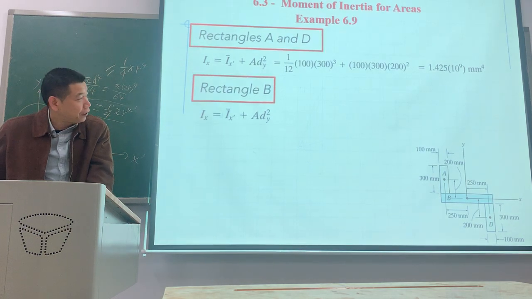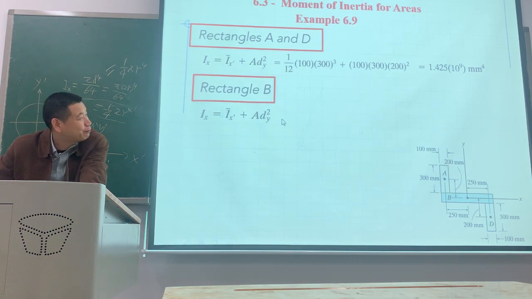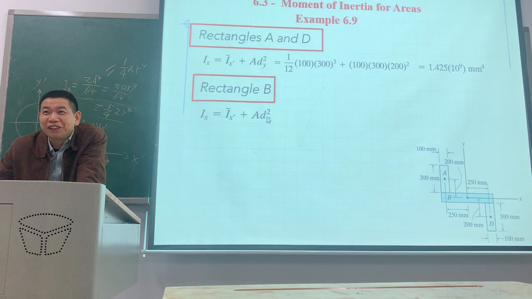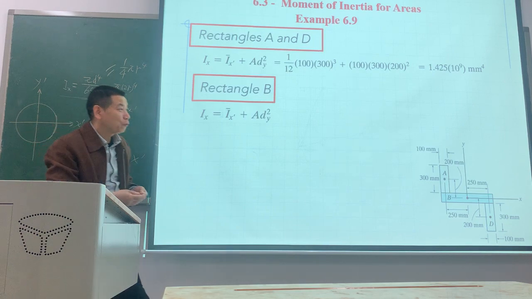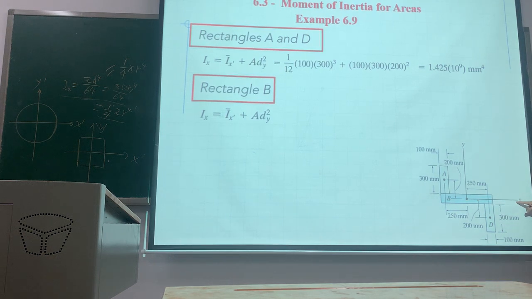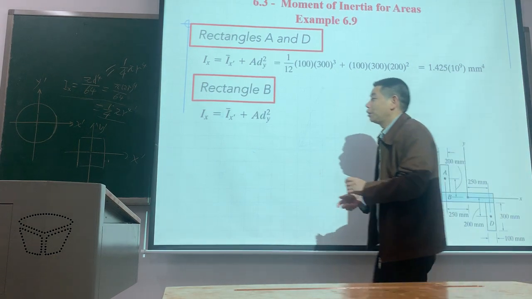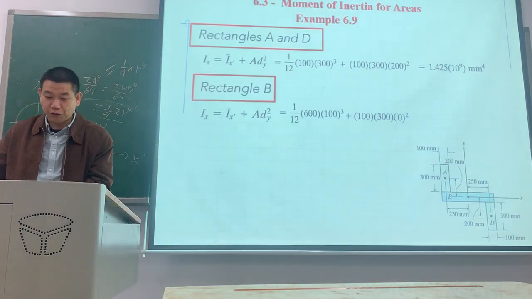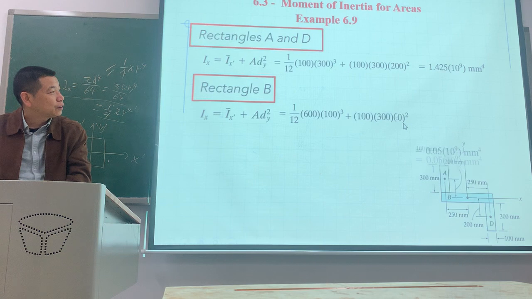For rectangle B, how much is dy? It is 0. For rectangle B, X prime passes through the center, so the distance is 0. Understand? Look at it.